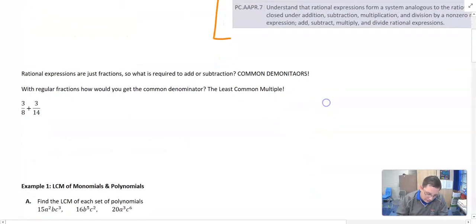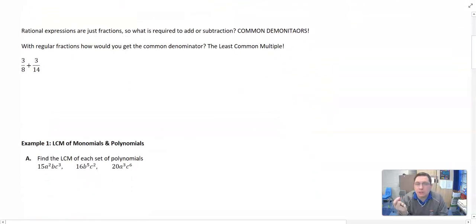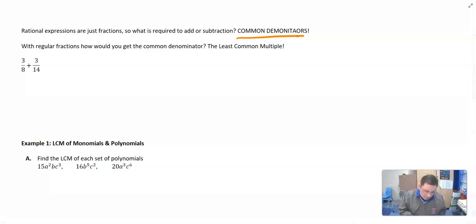So what is a rational expression? Remember, we talked about that rational expressions are just fractions. So what's required to add or subtract a fraction? You've got to have a common denominator. And so with regular fractions, how would you get a common denominator? It's the least common multiple. Now, if we had like 2 and 3, we know we multiply and get 6, right? But when we've got numbers that contain like factors, we're going to do something a little bit different, right?